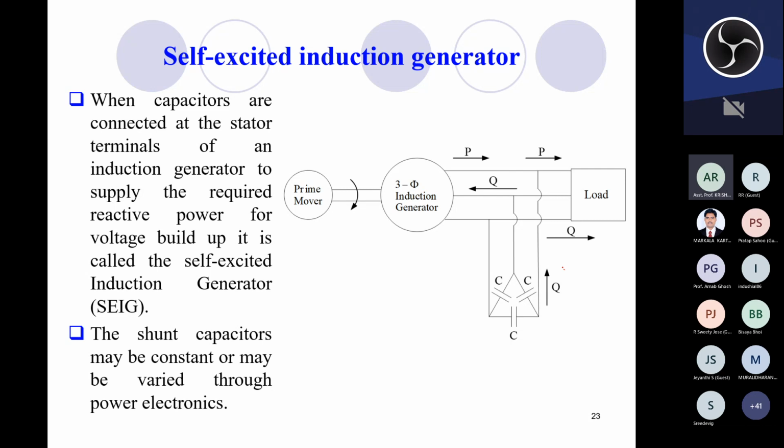Now these shunt capacitors which are connected to the stator terminals can be of different types. We can use fixed capacitors, or we can have variable capacitors whose values can be varied through power electronics. Okay.